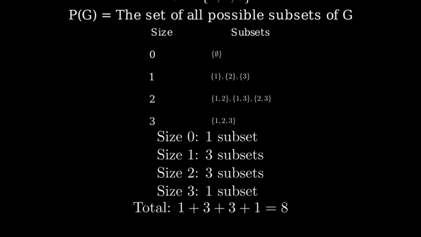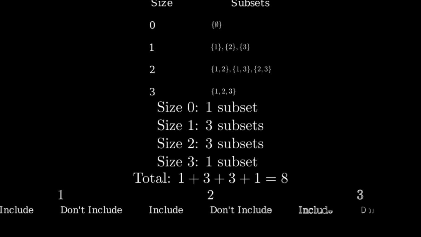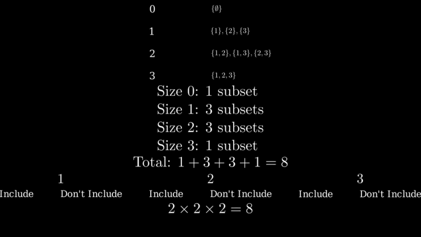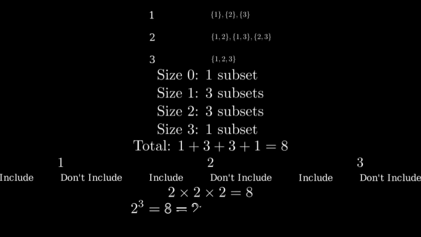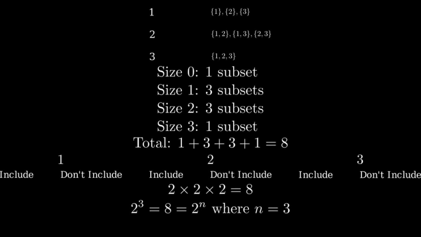Now, let's understand why this equals 2 to the n, where n is the number of elements in our original set. For each element in G, we have 2 choices: either included in our subset or not. Since we have 3 elements, and for each element we have 2 choices, by the multiplication principle we have 2 times 2 times 2 equals 8 possible combinations. This is the same as 2 to the third power, or 2 to the n, where n equals 3.